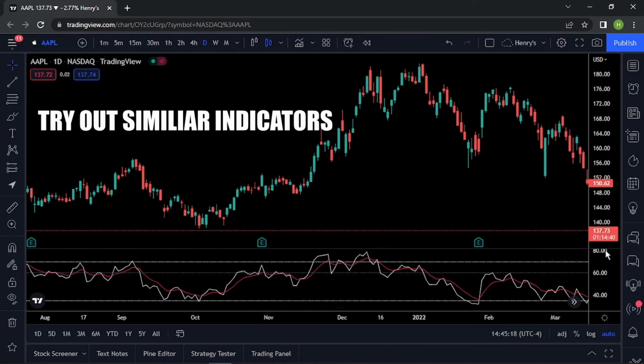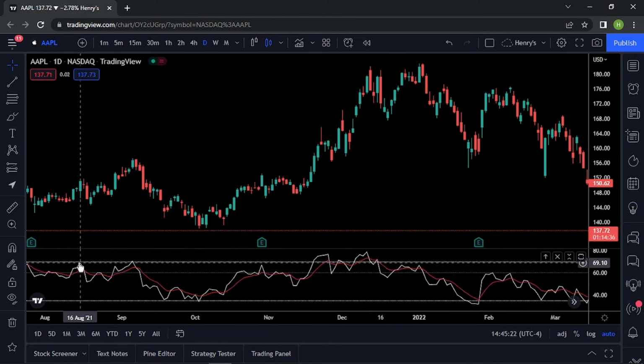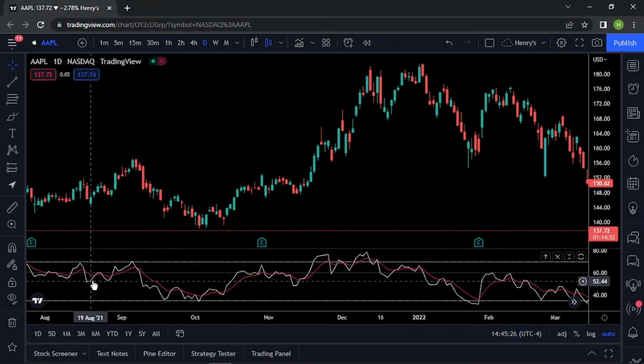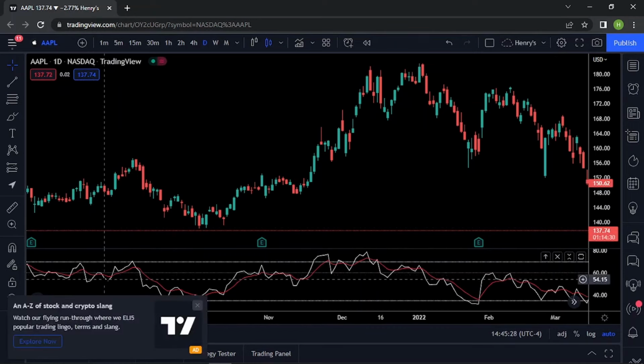Try out similar indicators to see if it's easier to set up, but a majority of them are unique in their own way. Some have more options and some are already pre-built with limited room for manipulation.